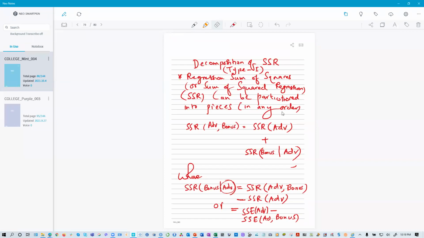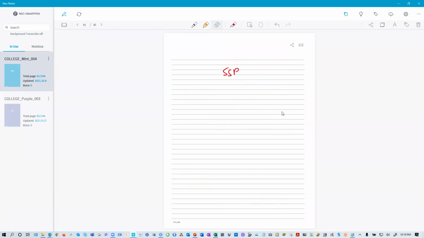Sum of square regression has been split into this one, advertising and bonus. Sum of square regression has been split into sum of square regression only with the advertising and sum of square regression with the bonus given advertising. This kind of sum of square we're gonna call extra sum of square, or hierarchical.